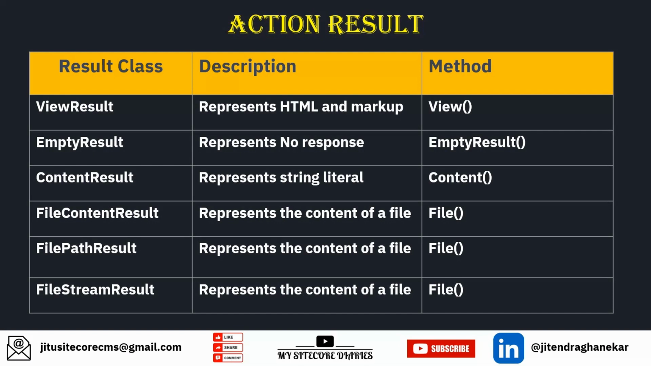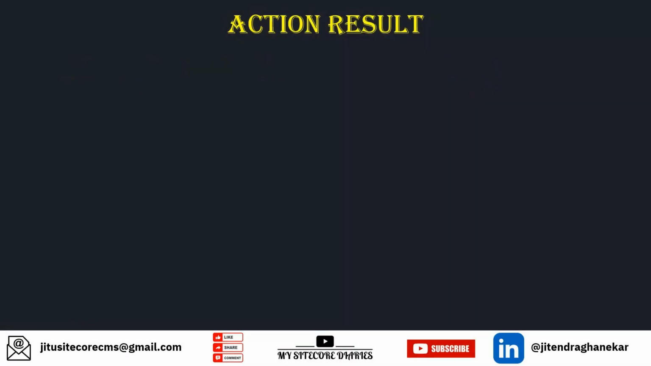Then you have three file related result classes. One is a file content result, another is a file path result, and a third is a file stream result. Basically, file content result will give you the content of the file. File path result will also give you the content of the file, but it picks the file from the path. And then you have a stream result where you can use the stream writer to return your file result. And for all these three we use the File method.